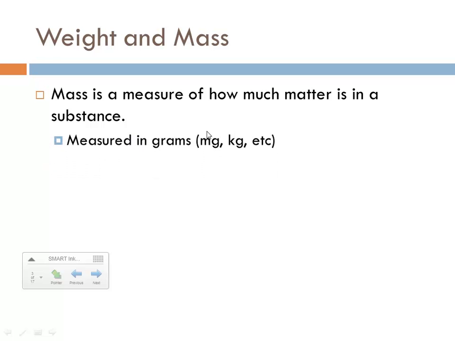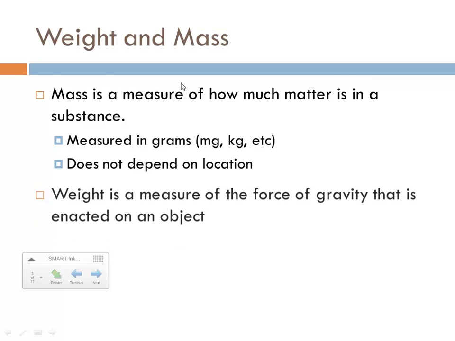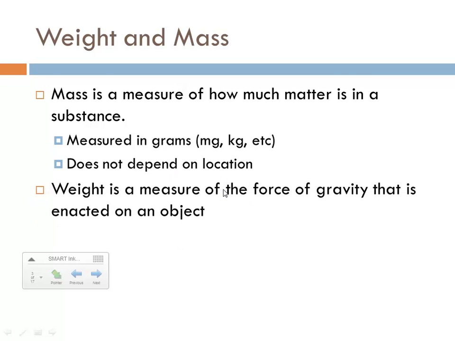We measure it in grams, either milligrams, grams, kilograms, some sort of gram, and it doesn't depend on location. You know how people say you weigh less on the moon? Well, that's true, but you don't have different masses. Your mass stays constant. If you have 15 grams of mass, it's 15 grams here, 15 grams in Texas, 15 grams out in space. That doesn't change. What will change is weight, because weight is a measure of the force of gravity.